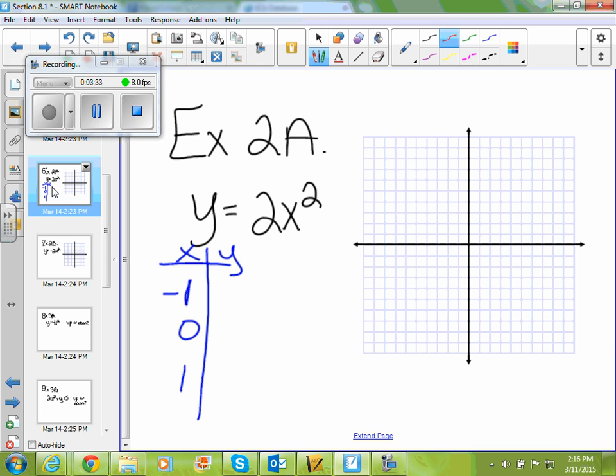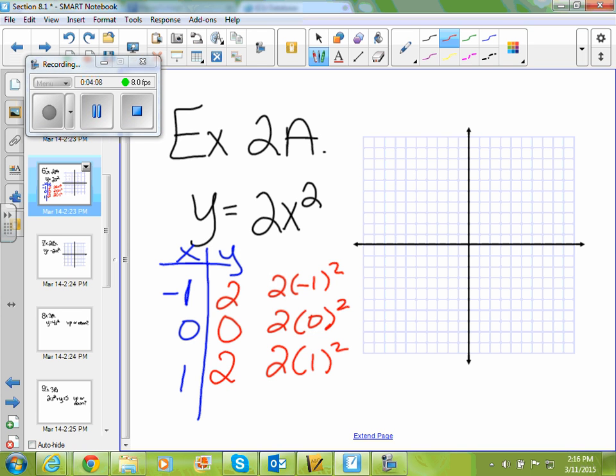So if I plug in -1, 2 times -1 squared. What's -1 squared? -1 times -1 is 1, and 1 times 2 is 2. If I do 2 times 0 squared, 0 squared is 0, times 2 is 0. And if I plug in 1, 2 times 1 squared, 1 squared is 1, and 1 times 2 is 2. So if I plug those into my graph: -1, 2; 0, 0; 1, 2.